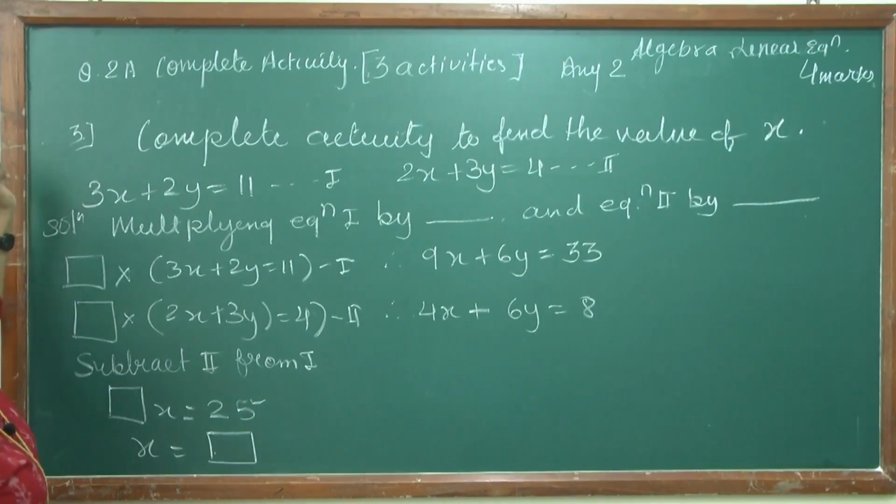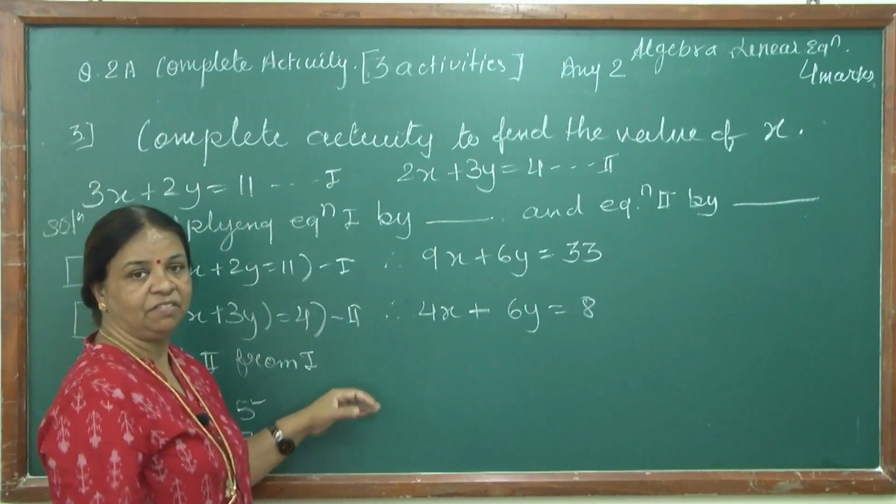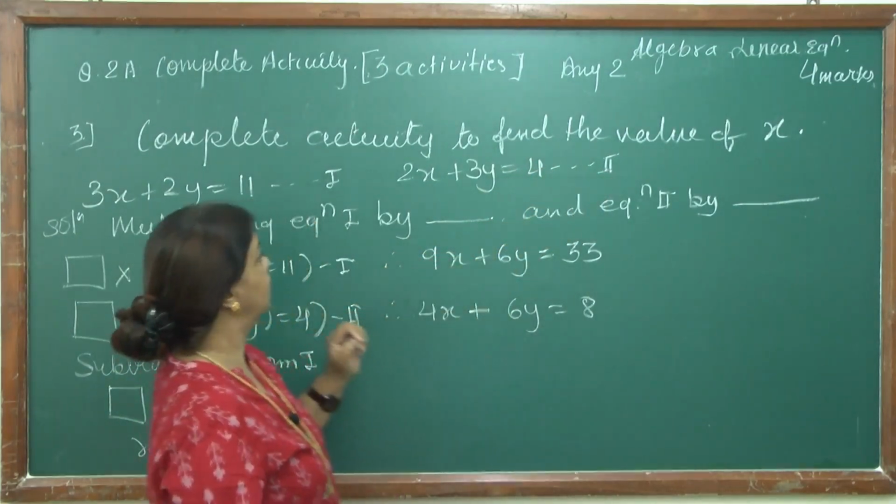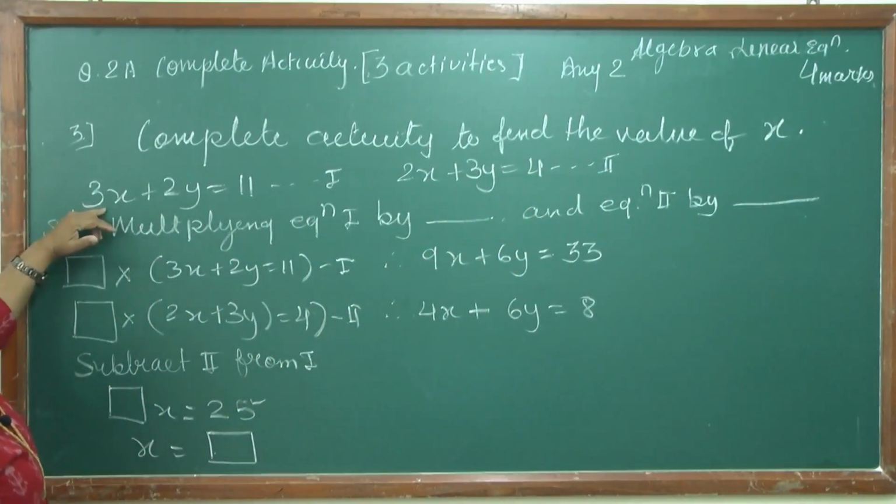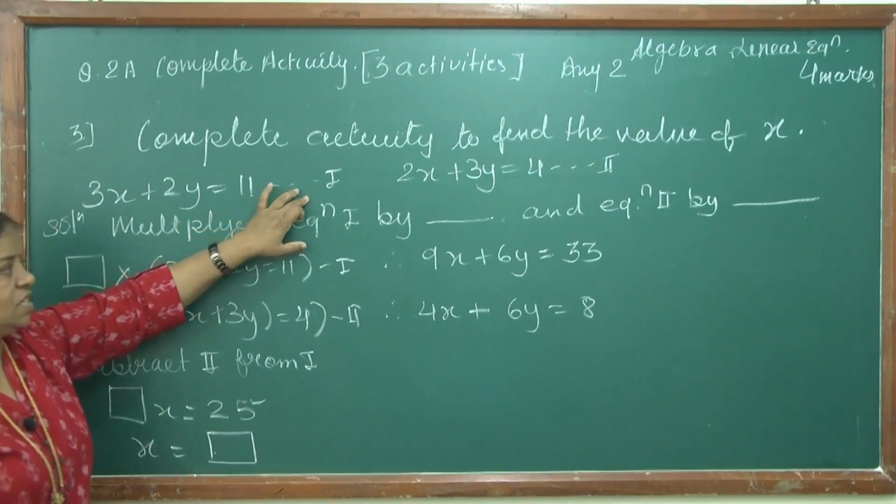Activity number 3, children. Complete the following activity. We need to find the value of x. See, you can see one equation, 3x plus 2y is equal to 11, first equation.